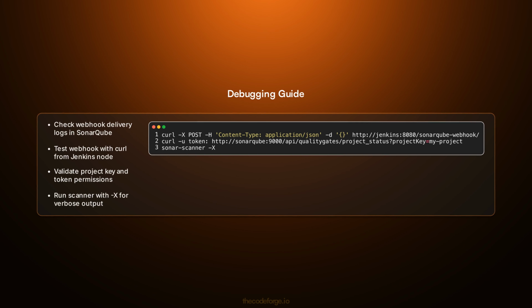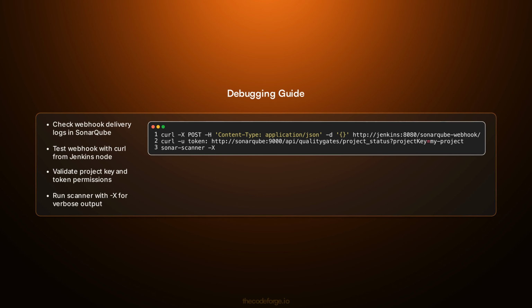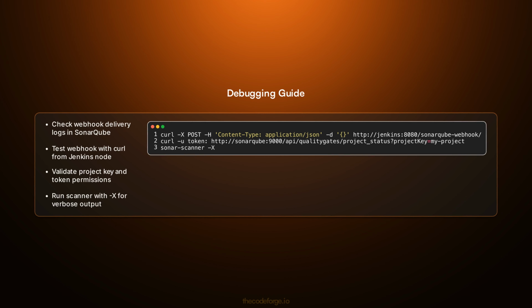To diagnose quality gate failures, first check the webhook delivery log in SonarQube. Test the webhook endpoint with curl, validate the project key and token permissions via the API, and run the scanner with debug output to catch silent errors.